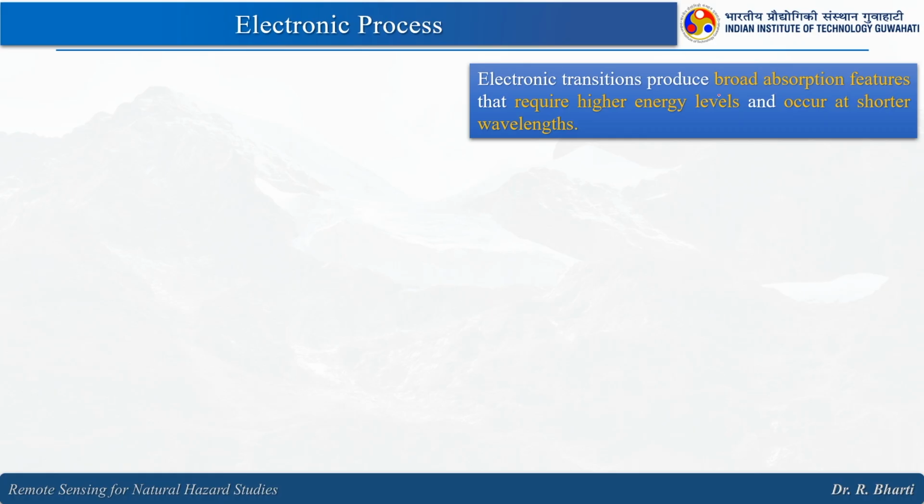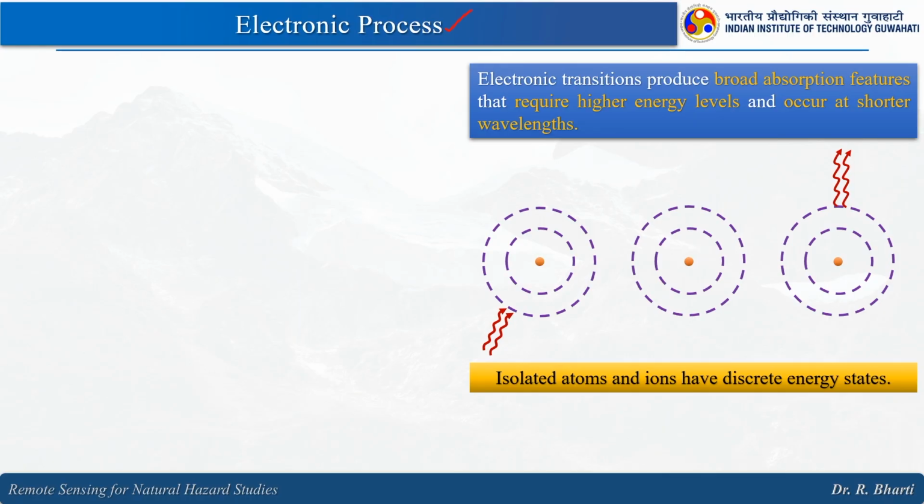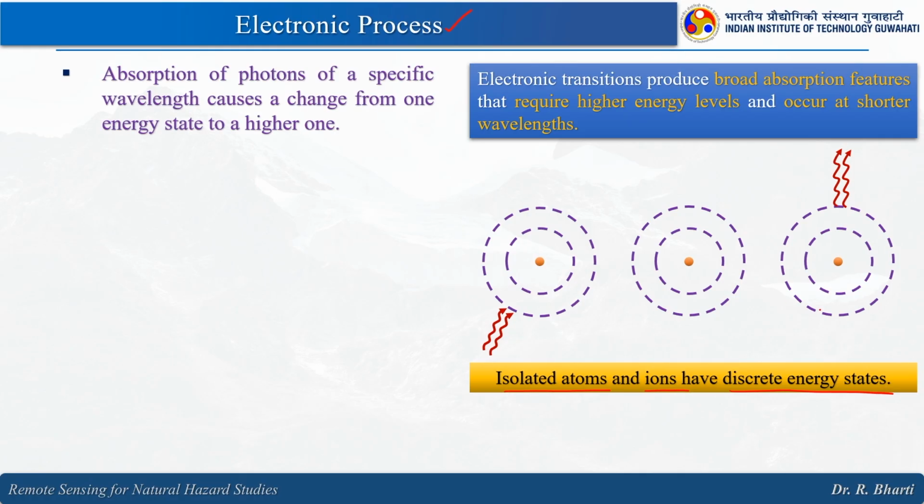Electronic transitions produce broad absorption features that require higher energy levels and occur at shorter wavelengths. So, when we talk about the electronic processes, one important thing to note is that they occur in the shorter wavelength range. Here you have isolated atoms and ions which have discrete energy states, which is very clear from this, right. Absorption of photons of a specific wavelength causes a change from one energy state to another.